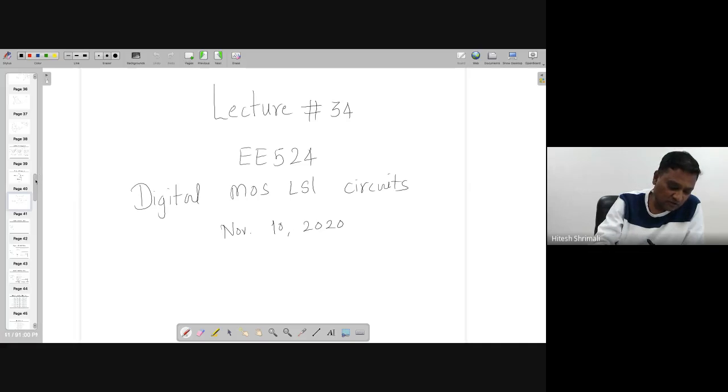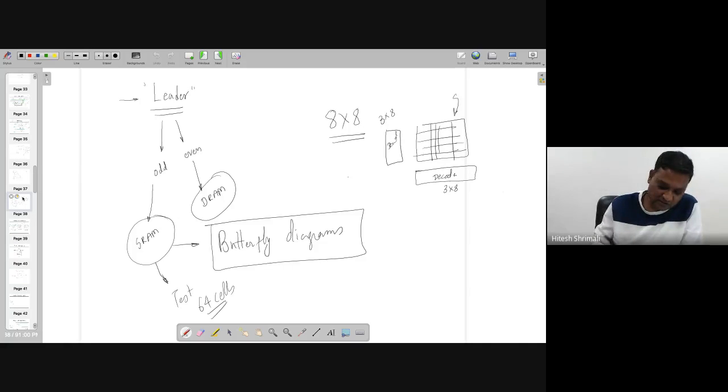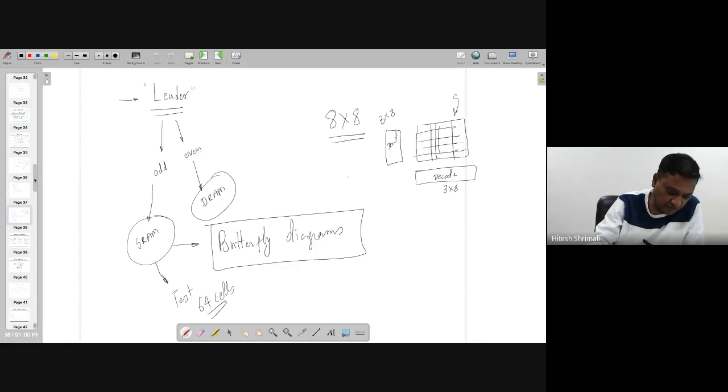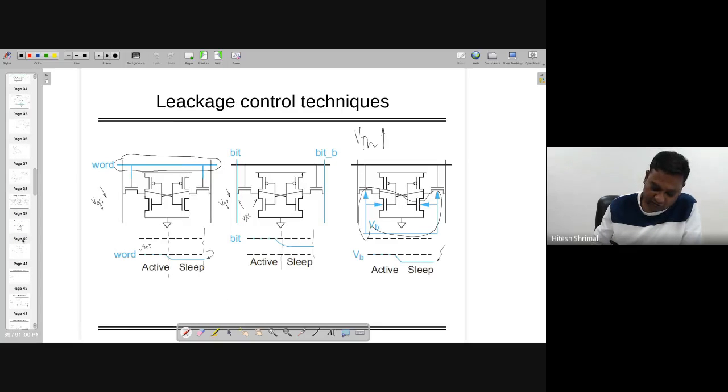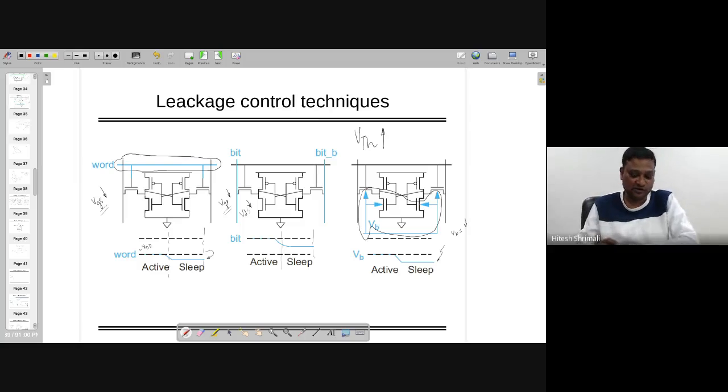There was a small correction in the last lecture, when I was saying that you can reduce the leakage by reducing VGS, reducing VDS, and reducing VBS also. By mistake I said VDS has to be increased, but that's not correct. VDS has to be decreased, as it is logical also.